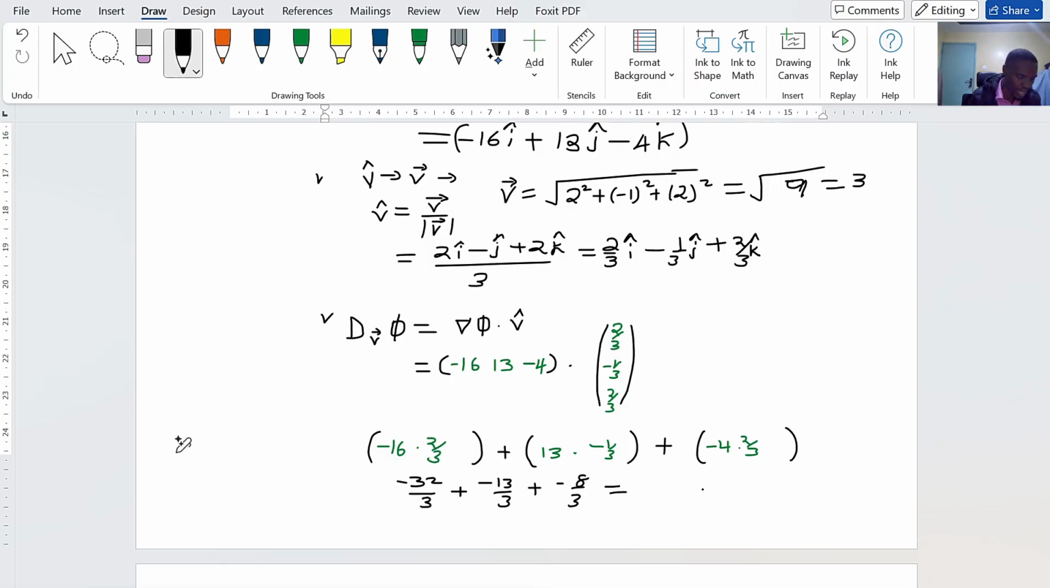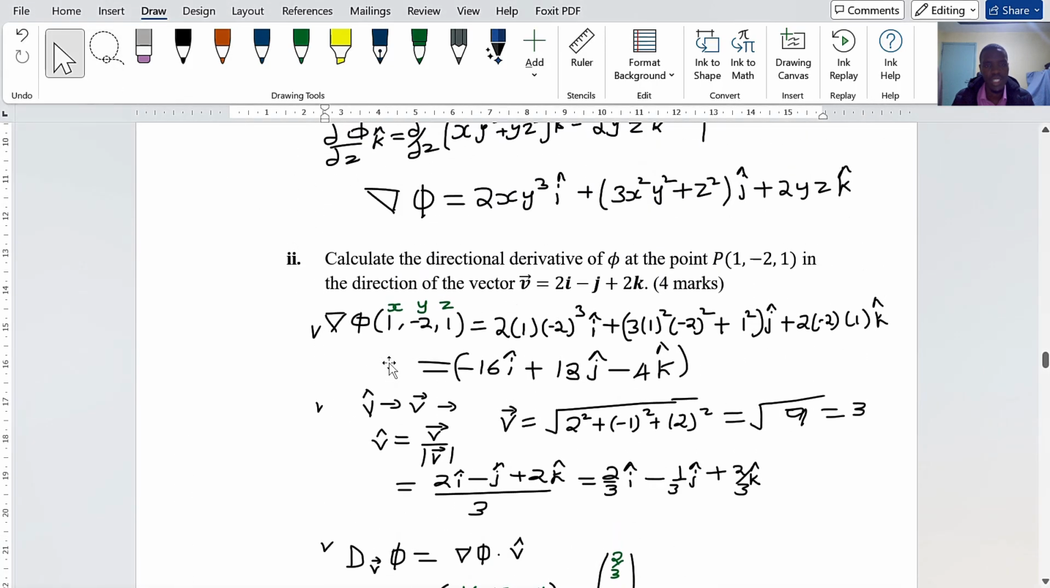A calculator can help us solve this kind of problem. Since the base is the same, we can now work on the top. So -32 plus -13 is -45, plus -8 is -53. It was just that simple. So that is the answer. The directional derivative is -53/3. That's how we solve such a problem.